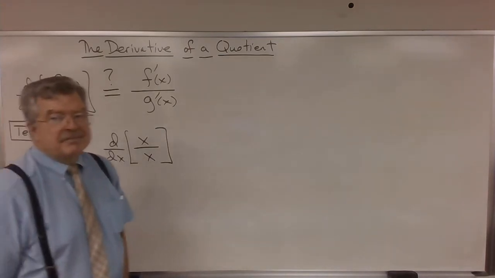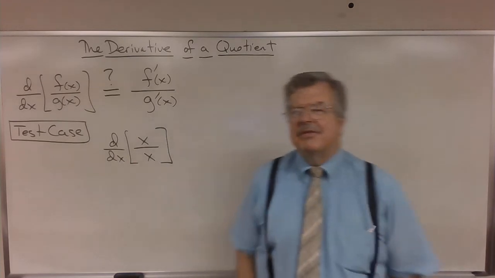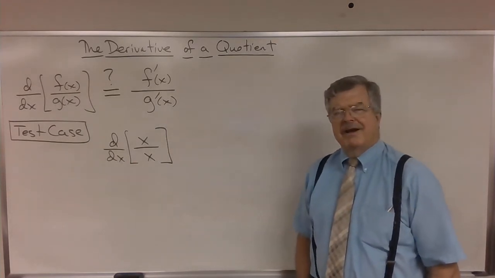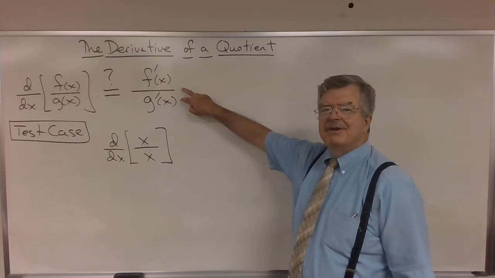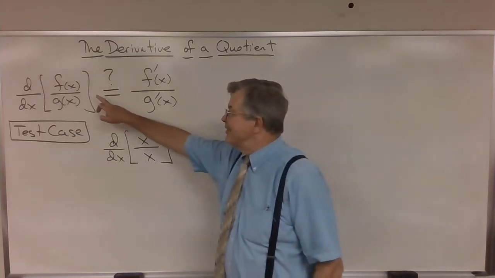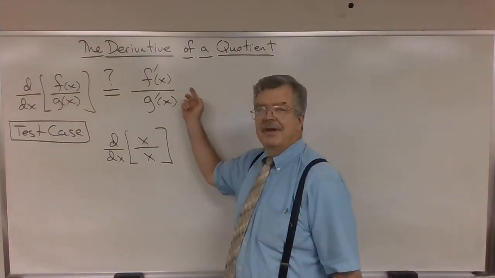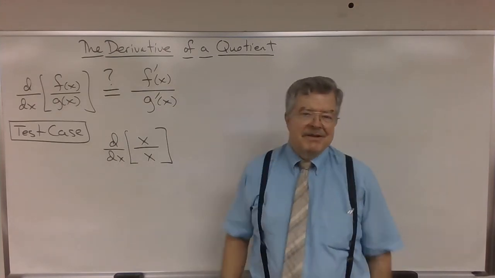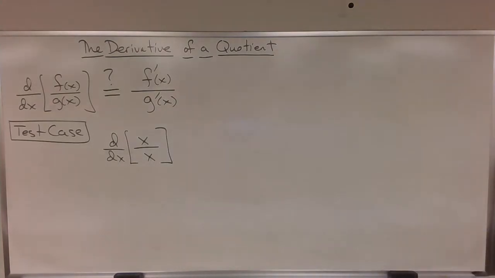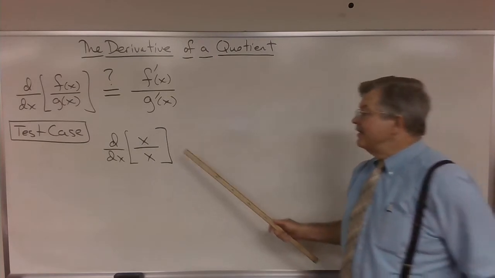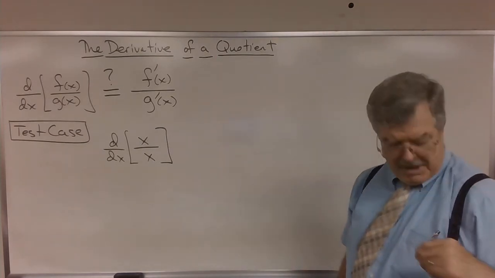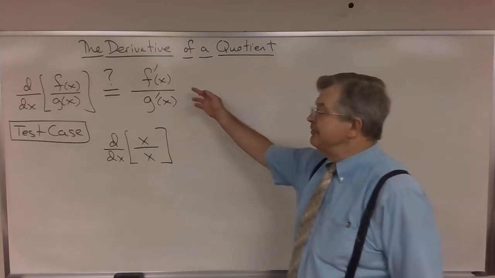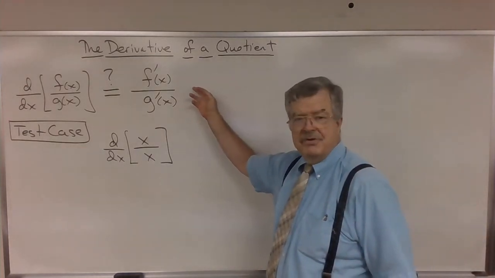And after our experience computing the derivative of a product, we're not going to jump to conclusions and assume that the derivative of a quotient is this thing. We need a test case. And so here it is, a simple case, but it ought to shed some light on whether our conjecture is actually true or not.